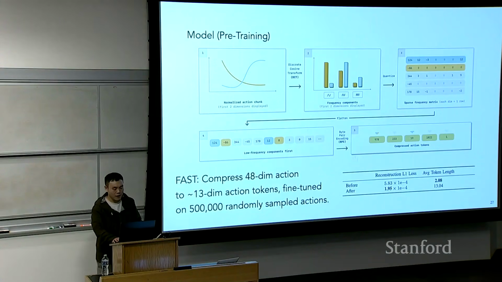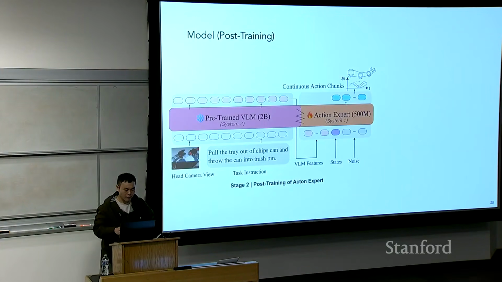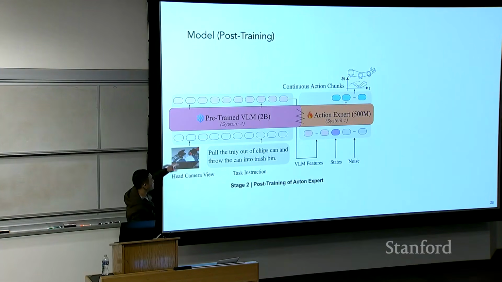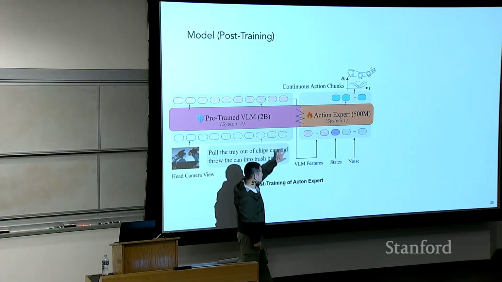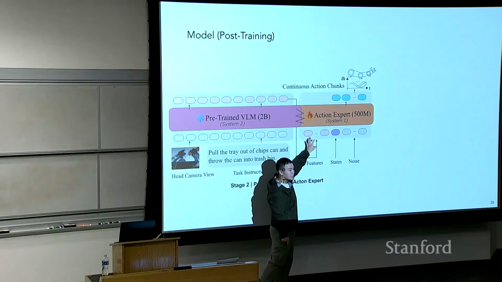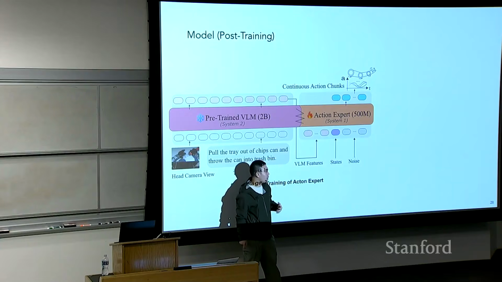Yeah, so this helps speed up the training and also makes the convergence of the pre-training stage much faster. And then in terms of post-training, we freeze the pre-trained VLM backbone. This VLM backbone is taken from the first stage. We freeze it in the second stage, and we only condition the action expert on the VLM features. So in this stage, we train this action expert using some in-domain collected teleoperation data.